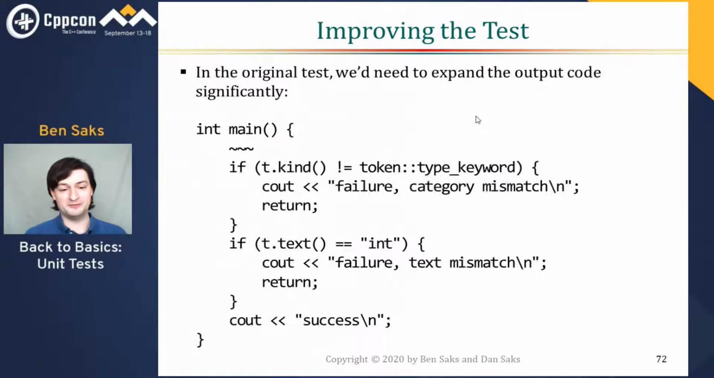Now, back in our original test, when we weren't using a framework, we'd need to do a fair bit of work to expand the output code here. We need to have separate tests for each of the two different ways that the test could fail. We'd need to write out different error messages for each of those different possible failures.